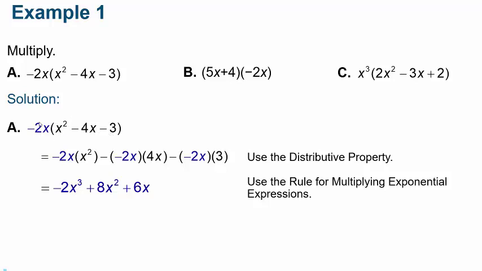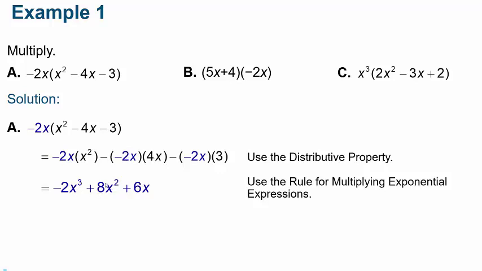What you're going to do is use the distributive property to take this minus 2x and literally multiply it to every term. So you're going to take minus 2x times x squared here. That's just going to get you minus 2x cubed. Then don't forget you have this minus here. You're going to take minus 2x and multiply it by minus 4x right here. Remember, a negative times a negative becomes a positive.